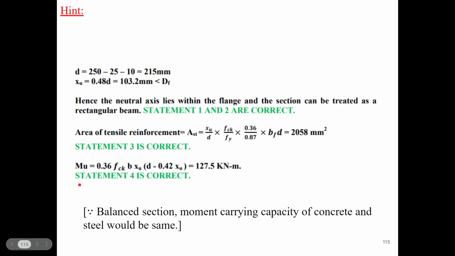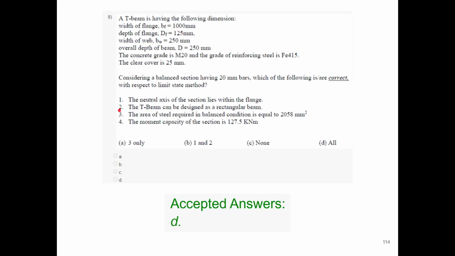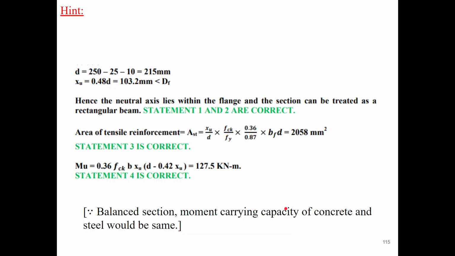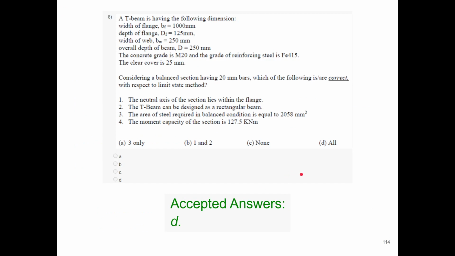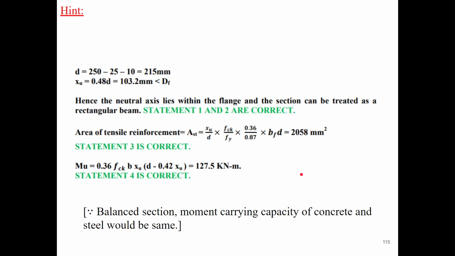So even if you use 0.138 FCK BD square, it comes to be 127.5 kilonewton meter because it is limiting. But the previous question that was not, so we have to correct that. And because it is a balance section, moment carrying capacity of concrete and steel will be same. Both side if you calculate, it will be the constant.